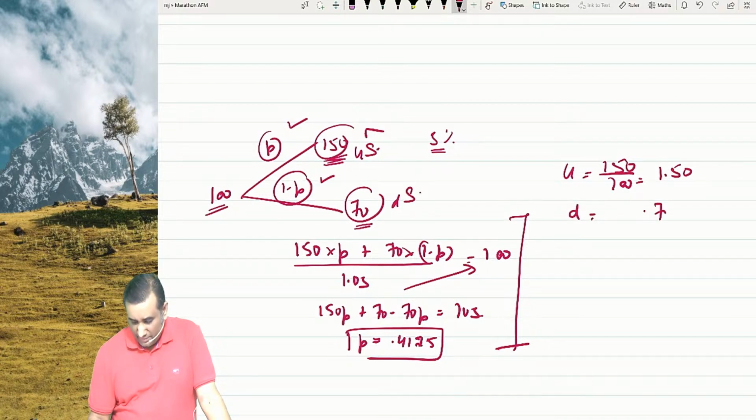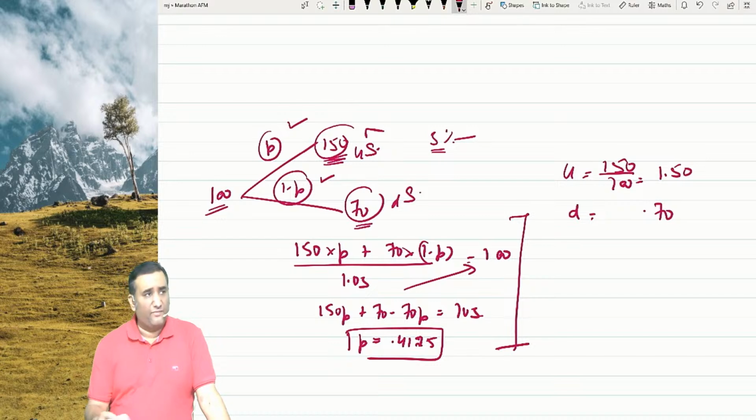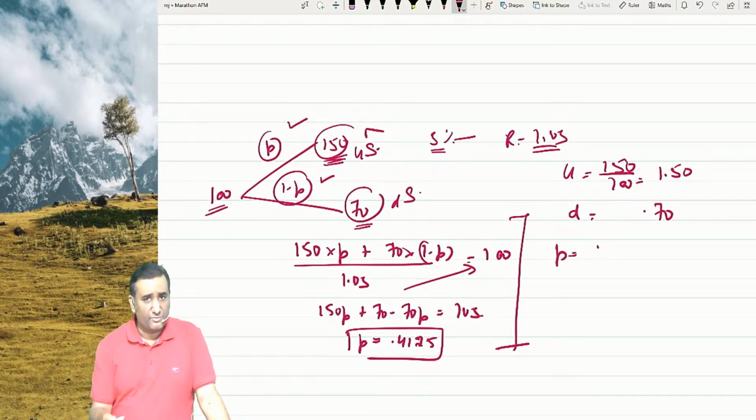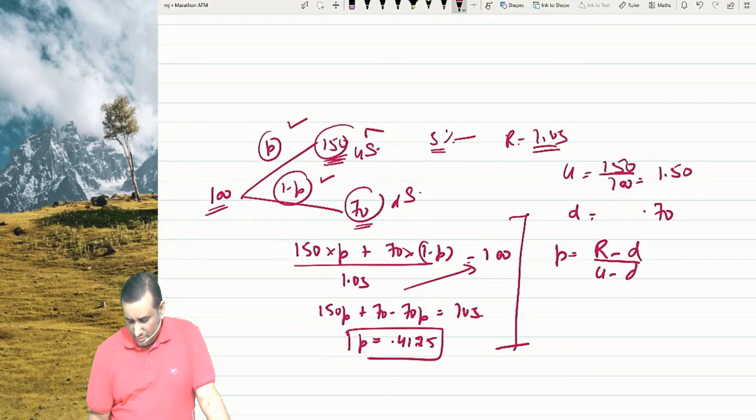Then you find D, 0.7. R is basically 1 rupee invested today. How much will it become after 1 year? R becomes 1.03. Now if I find P, my formula is, I'm not doing a derivation, although in the normal class we do the derivation. It's (R minus D) divided by (U minus D). Now this will be R, 1.03, minus 0.7, divided by 1.5 minus 0.7.